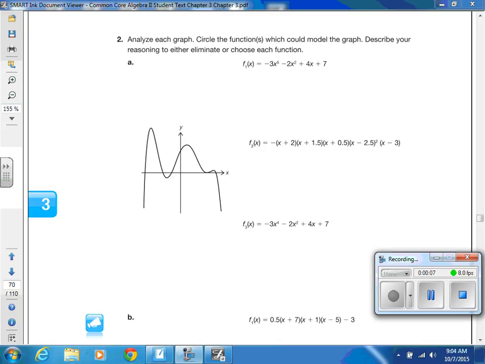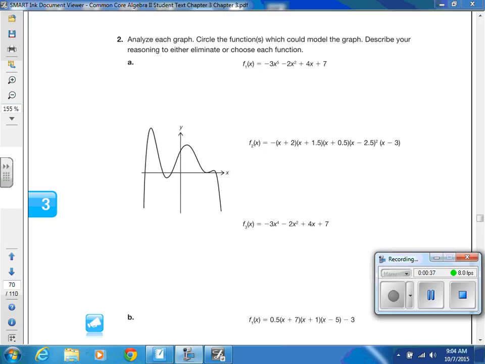Alright, so is this an even function or an odd function? Look at your end behavior. What does your end behavior tell you? It's even. If it has matching end behavior, if they're both up or they're both down, it's even. So this is like x to the 4th, x to the 8th, x to the 12th, whatever, but it's an even number.